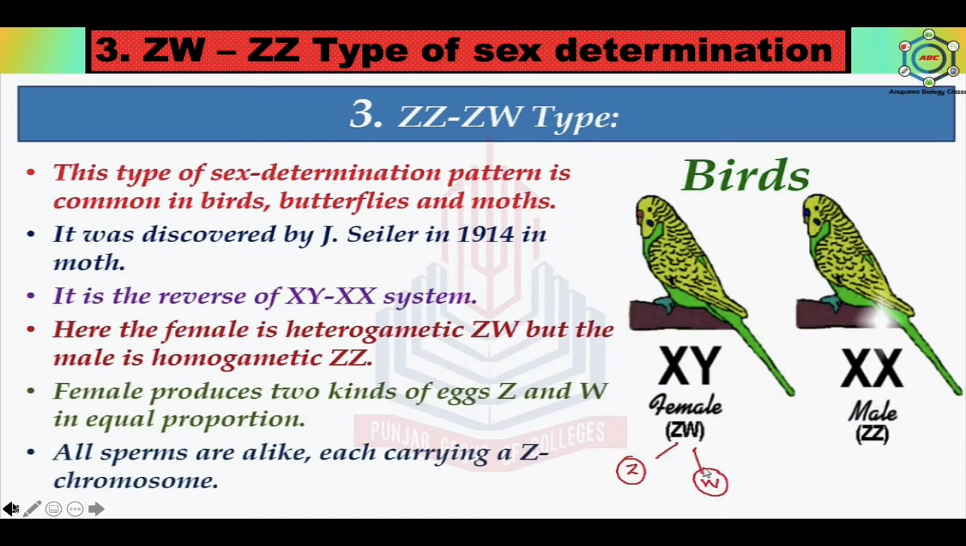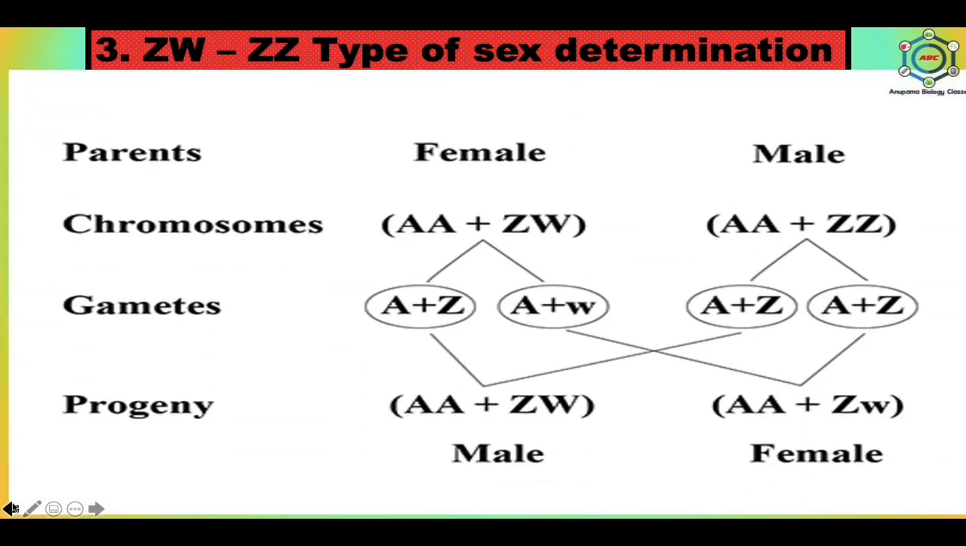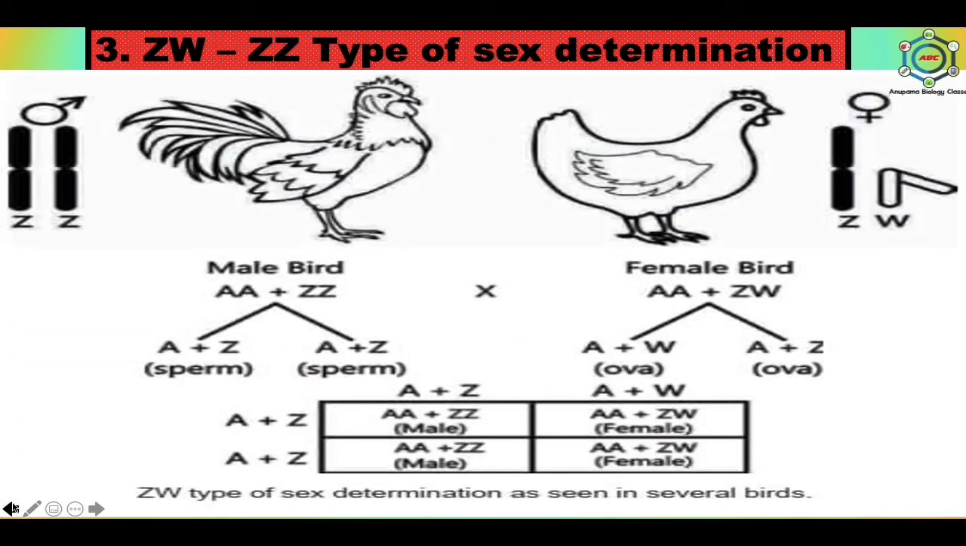Female produces two kinds of eggs, Z and W, in equal proportion, while all the sperms are alike, each carrying a Z chromosome. So the fertilization of an egg with a Z chromosome by a sperm with a Z chromosome gives a zygote with ZZ chromosomes, and this zygote develops into a male. While the fertilization of an egg with a W chromosome by a sperm with a Z chromosome yields a zygote with ZW chromosomes, and this zygote produces a female. The offspring have a sex ratio of 1:1.